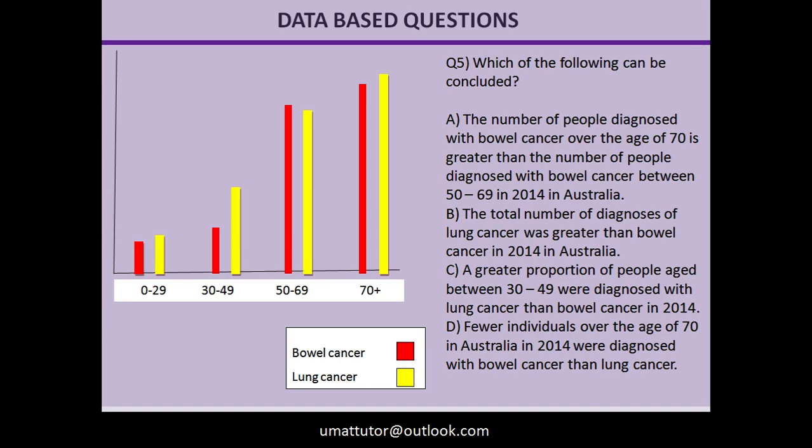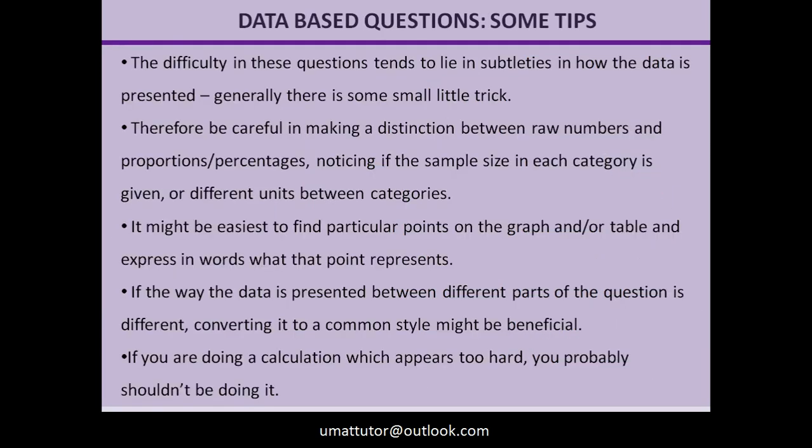So that's an example of how you can have 4 options which look pretty good on the surface of it, but through either a small distinction between raw numbers and proportion, or a small difference in the way it's phrased, such as in 2014 in Australia, seemingly pretty good options can be incorrect. So that's sort of how you need to look at database questions with quite a lot of scrutiny. So there are some tips.